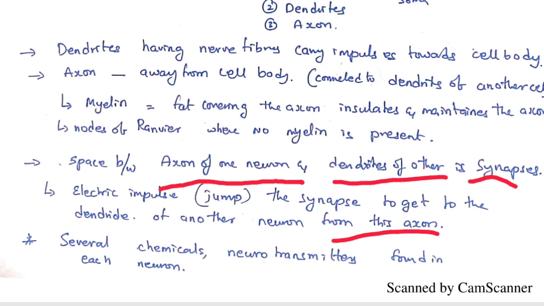What is that impulse? Impulse is nothing but several chemicals coming together and forming neurotransmitters found in each neuron, friends.